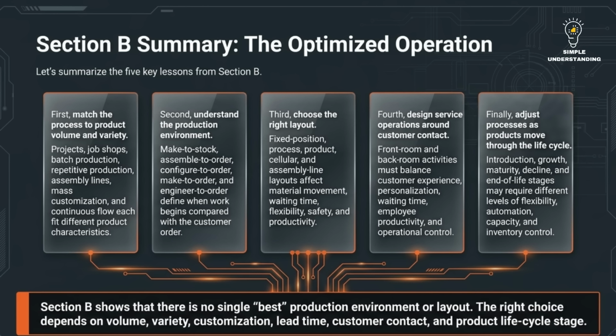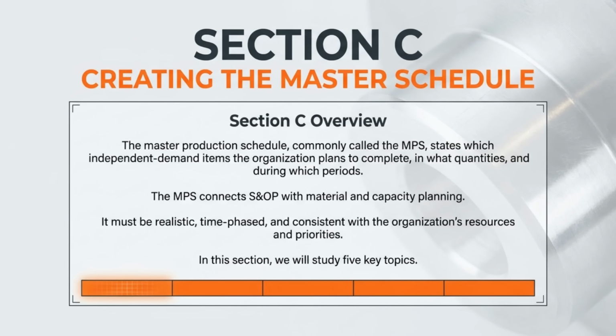Section B shows that there is no single best production environment or layout. The right choice depends on volume, variety, customization, lead time, customer contact, and product lifecycle stage. Section C. Creating the Master Schedule.